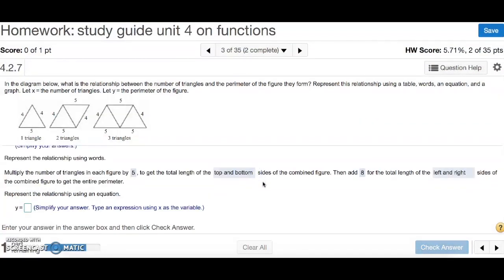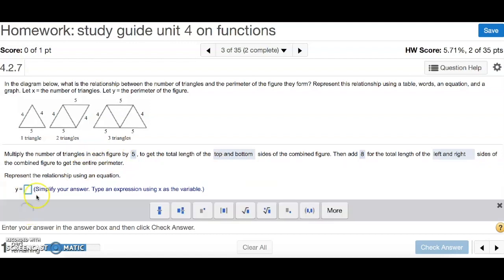Now, putting that into equation form, when you're multiplying, that is your rate. So we have 5x, which is 5 times the number of triangles, and then we add 8, we're told, so plus 8.